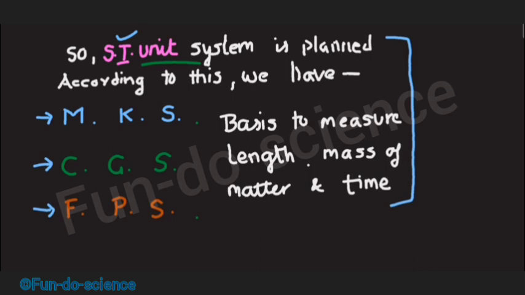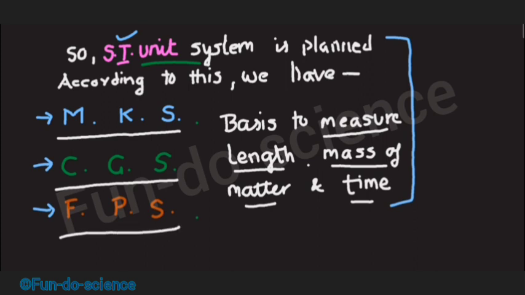Second point I discussed was that they also defined the unit to measure these quantities. There are 3 types of unit systems to measure these quantities. The SI system has taken measurement of length, mass of a matter and time, these 3, as a standard, and they have described it as MKS system, CGS system and FPS system, where M stands for meter, C stands for centimeter and F stands for foot.